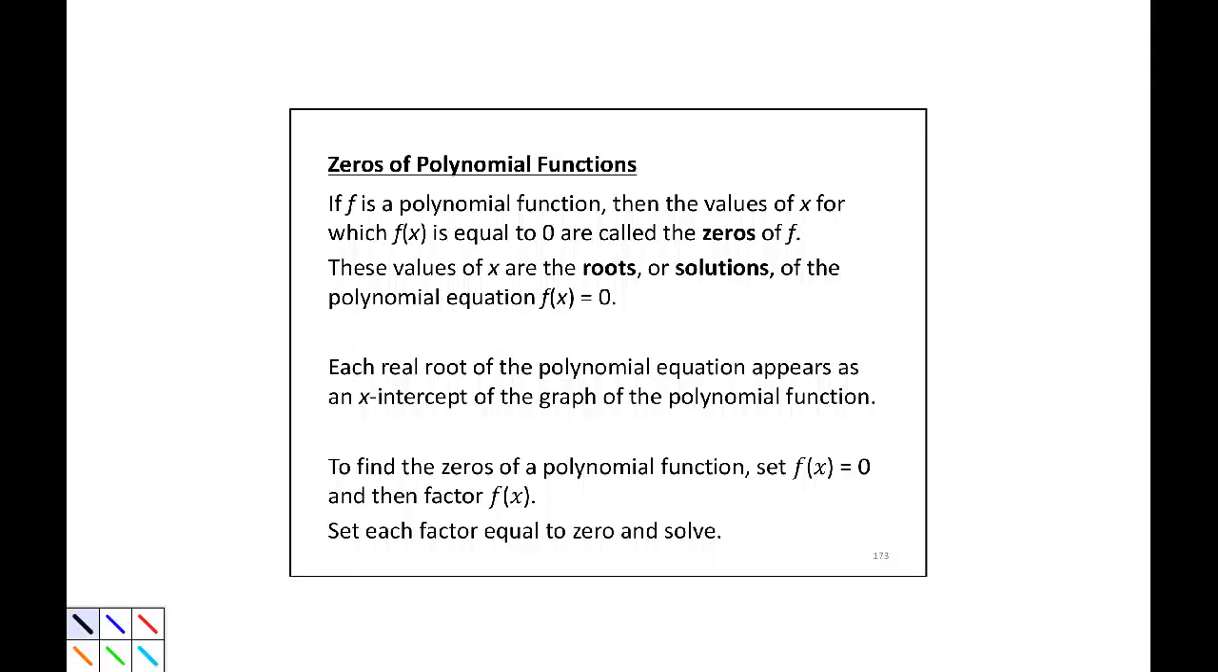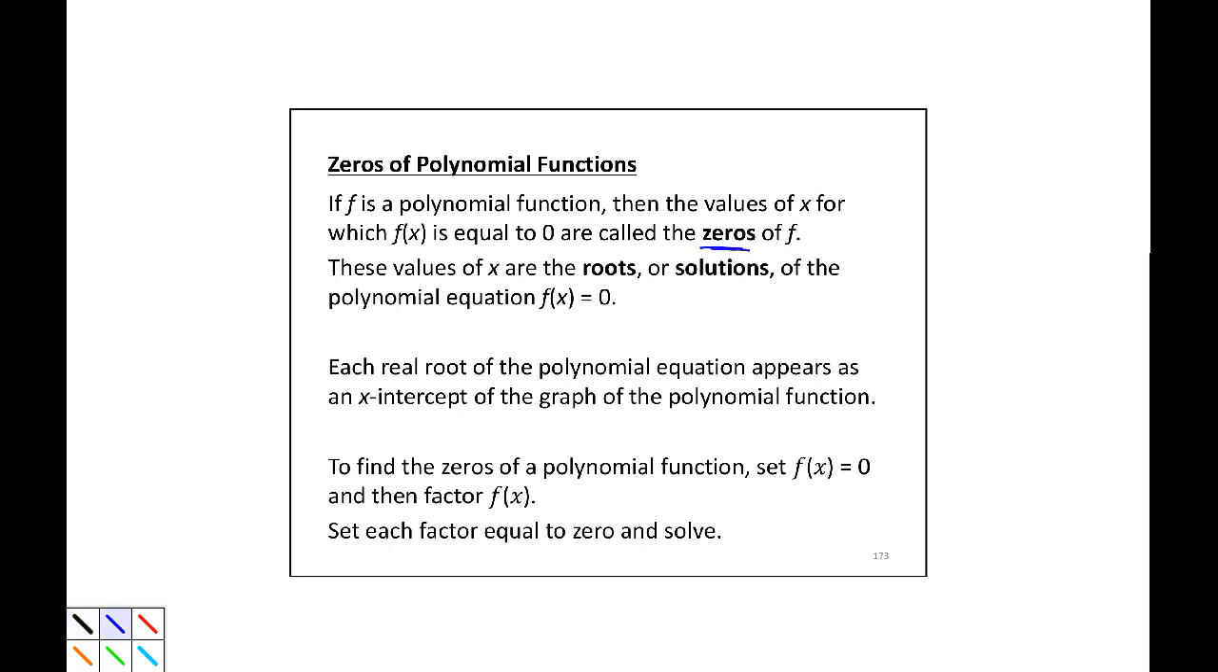Now let's draw some connections between the term zero of a polynomial function and root or solution of a polynomial equation. These three terms are often used incorrectly, so I want to make sure you're clear on the vocabulary. If f is a polynomial function, then the values of x for which f of x is equal to 0 are called zeros.